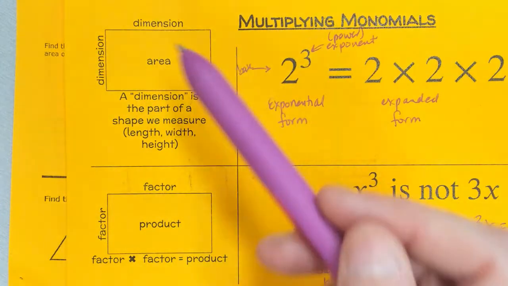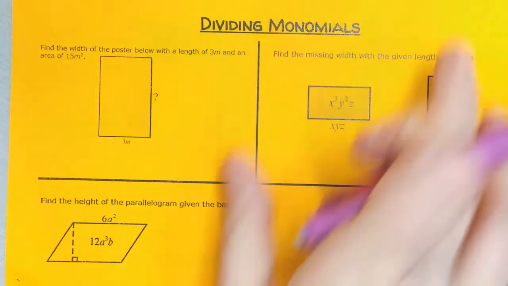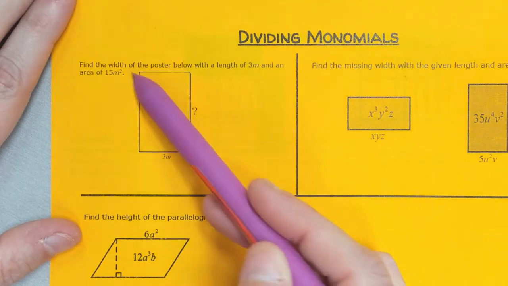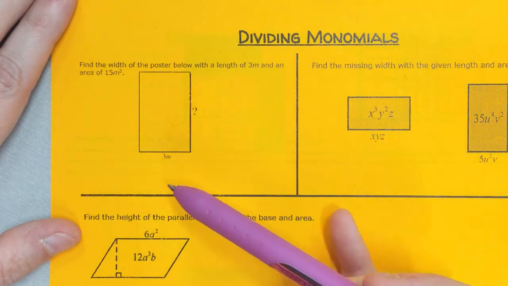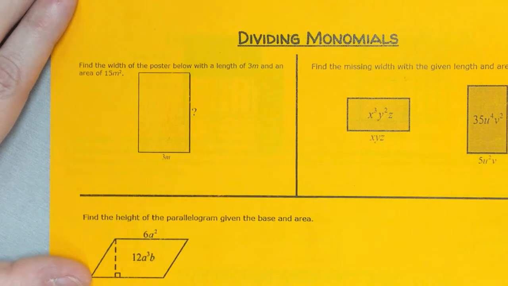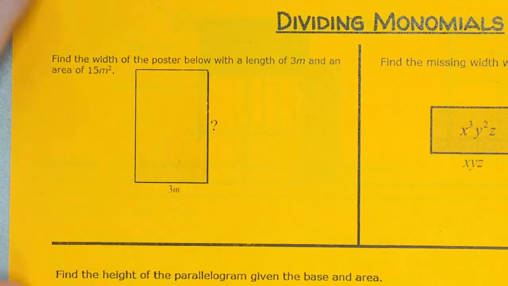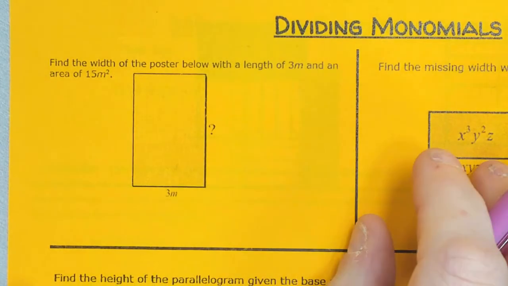So they'll tell us that, so for example, on this one, they tell us we have the length and we have the area. We need to figure out what the width is. Okay? So that's kind of like the most common real world application of this that we're going to see when we're dividing monomials. They'll ask a lot of questions about area.